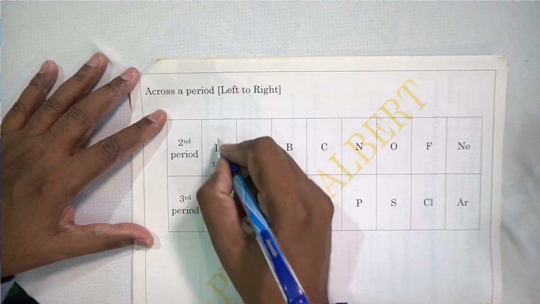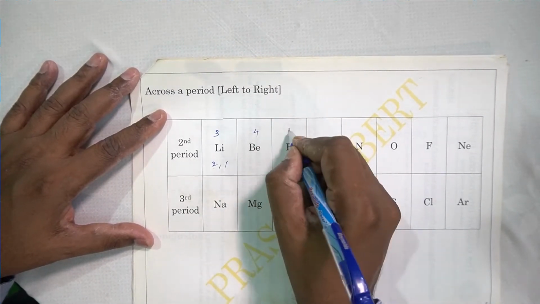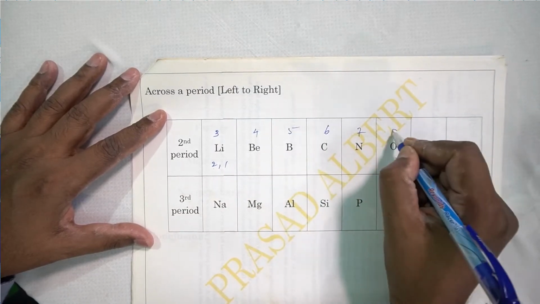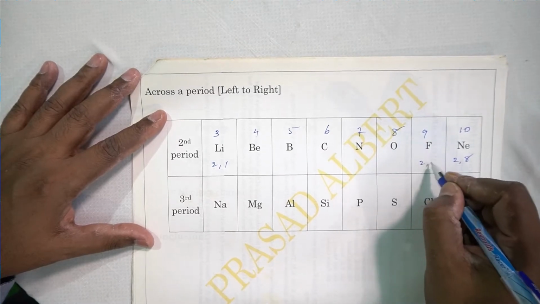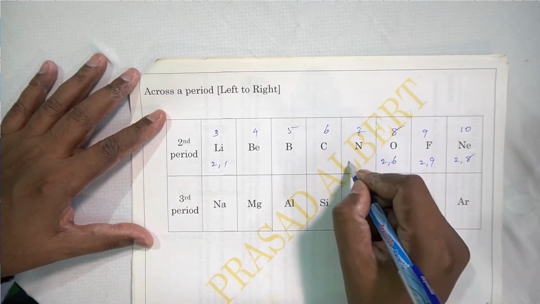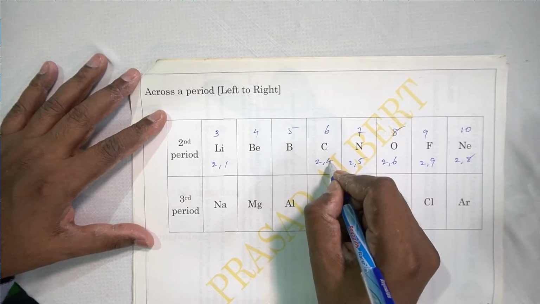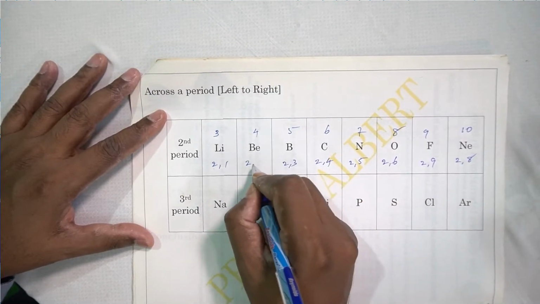The configuration is 2, 1 for atomic number 3, 4, 5, 6, 7, 8, 9 and 10. So the configuration is 2, 8, 2, 9, 2, 6, 2, 5, 2, 4, 2, 3 and 2, 2.